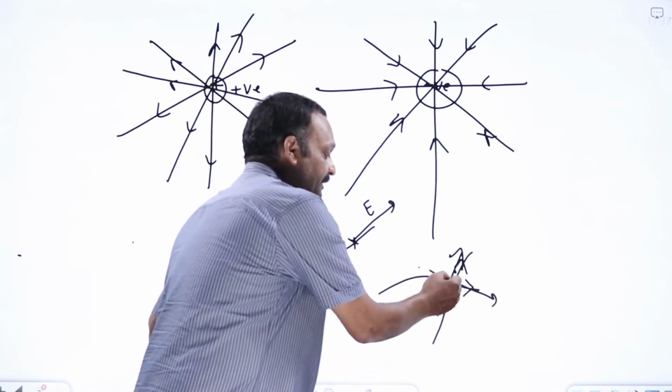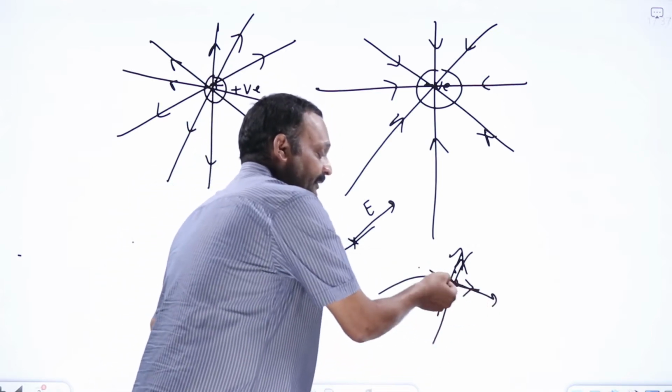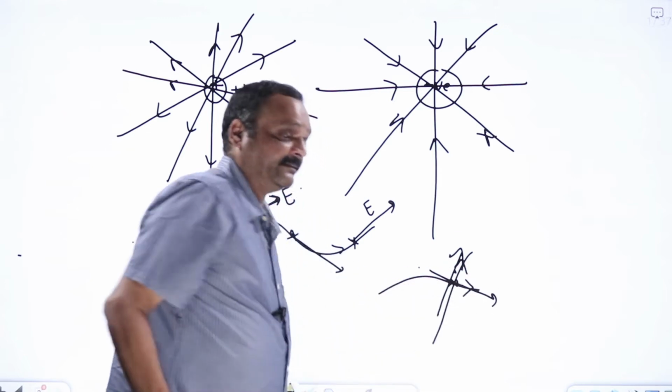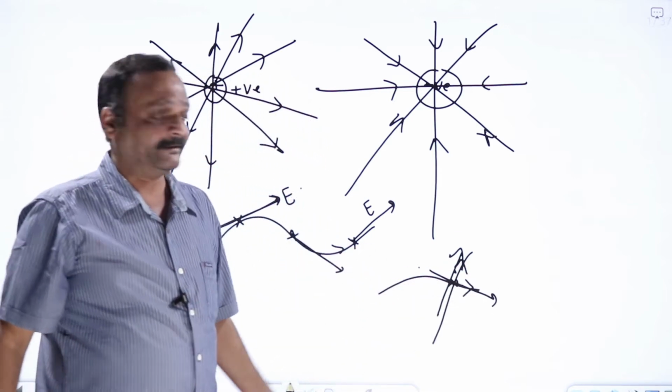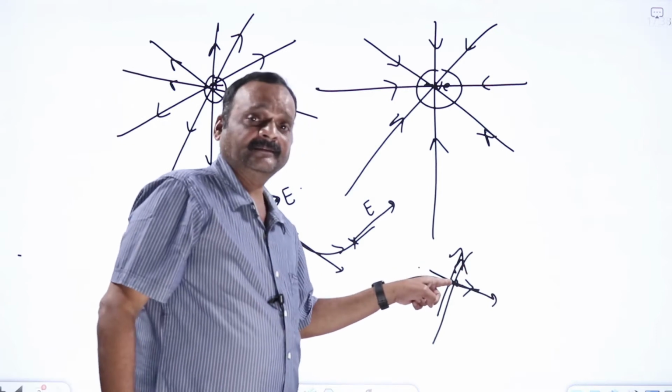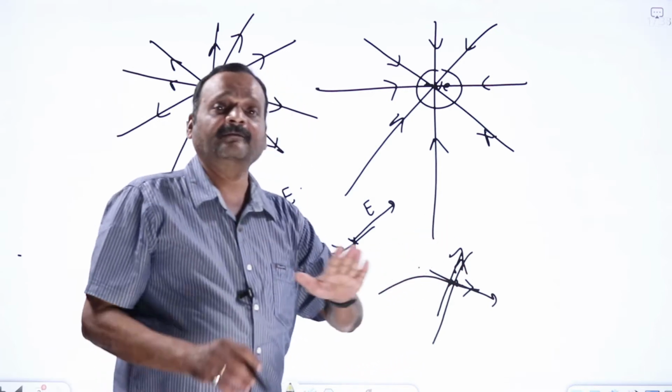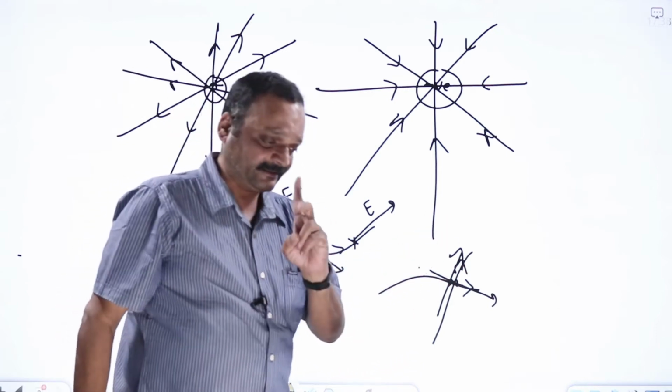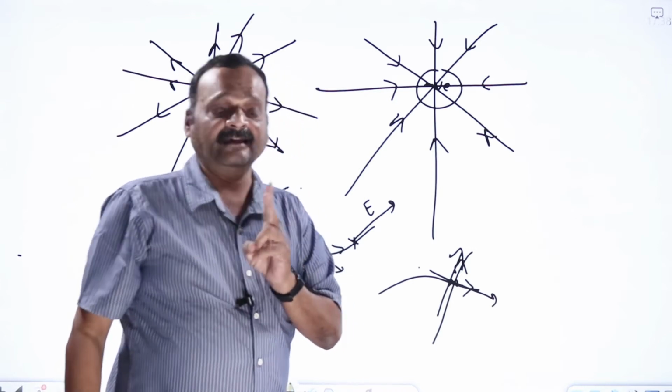If you put a positive charge here, in which direction should it go? One particle cannot go in two different directions at the same point, isn't it? So this is impossible. So two lines of force will never cross each other. That is the second important point about these field lines.